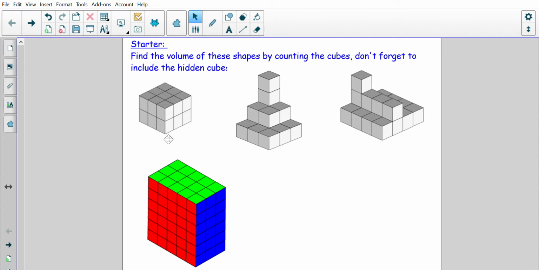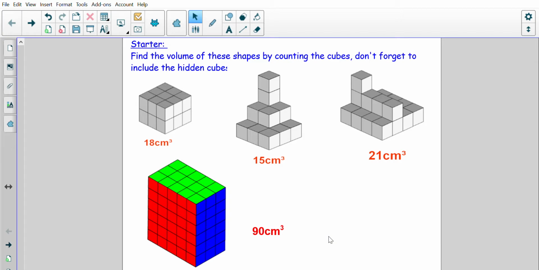Okay, so answers, you can check how you got on. 18 centimetre cubed, 15 centimetre cubed. We mustn't forget that this one layer at the bottom must have 9 cubes in it, even the ones we can't see. 21 centimetre cubed, and this one here is 90 centimetre cubed. So that was quite a lot of cubes to count.